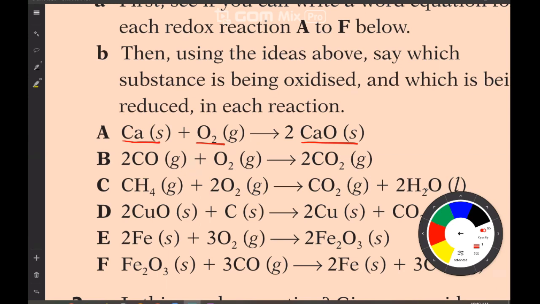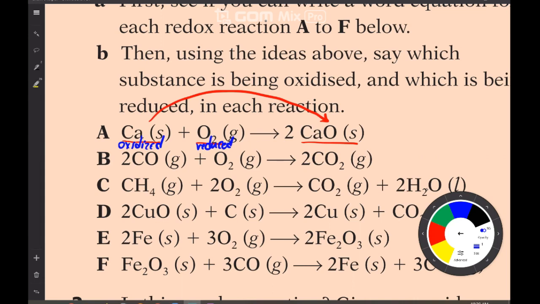For part B, it says identify the oxidized and reduced species. So what happens to the calcium here? It has gained the oxygen. So it means the calcium is oxidized. When you identify the species which is oxidized, the other species is reduced. So calcium is oxidized, oxygen is reduced. Any question here? If you don't have questions, let's move on.